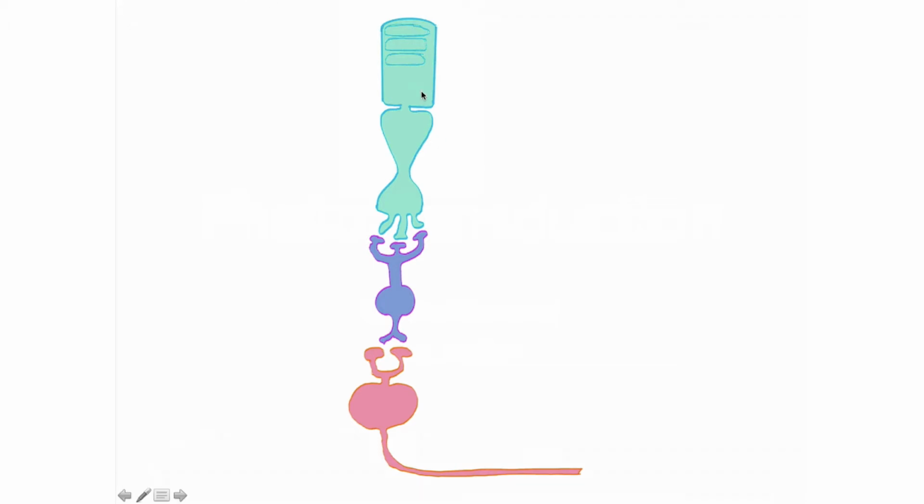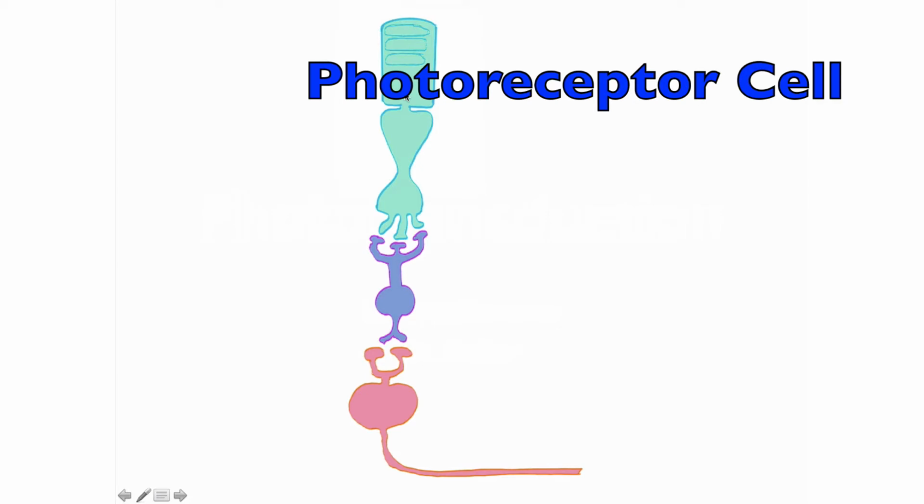So in this slide, what we have right here in green is a photoreceptor cell. What I've drawn here is certainly a rod. Rods and cones are the photoreceptor cells, but for our purposes in this demonstration, I'm not really concerned if this is a rod or a cone. This is going to be a very simplified version of what happens within the retina of the eye.